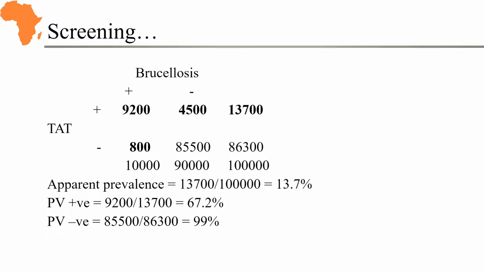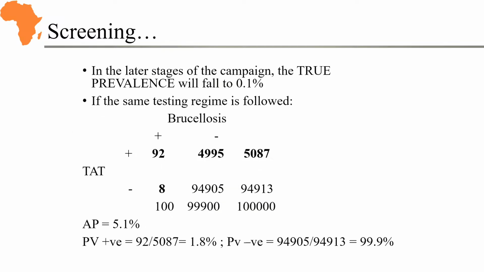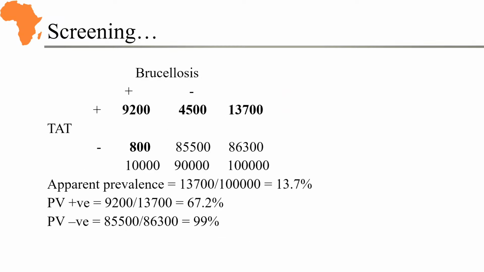Clear? Predictive value positive, 92 over. Predictive value negative, 85,500 over. It comes to 67 and 99. Clear? In the later stages, 1%. Okay? Go back to the previous slide. How many false positives are there?